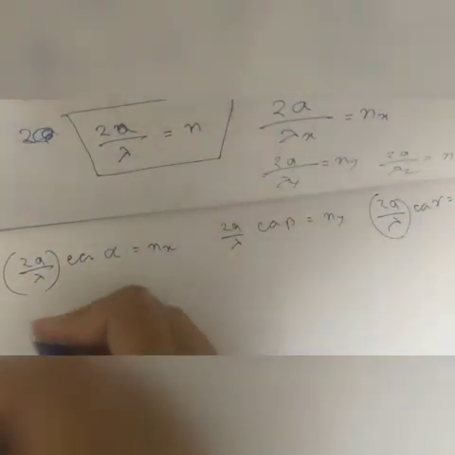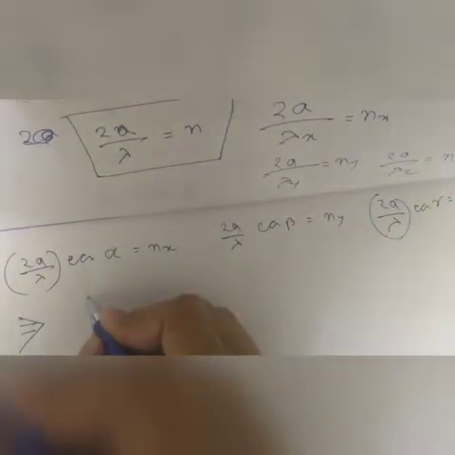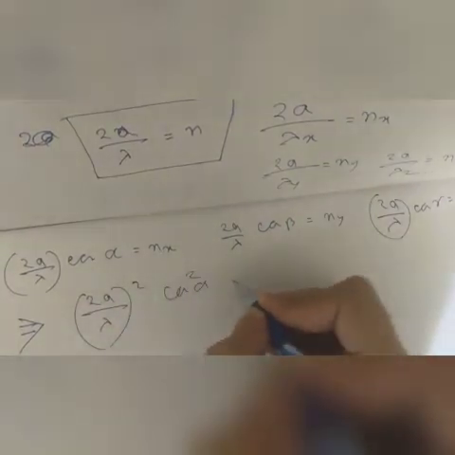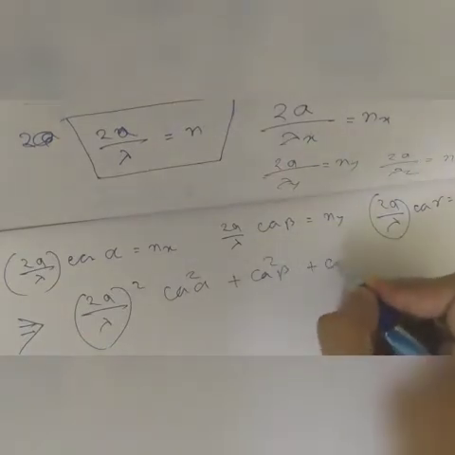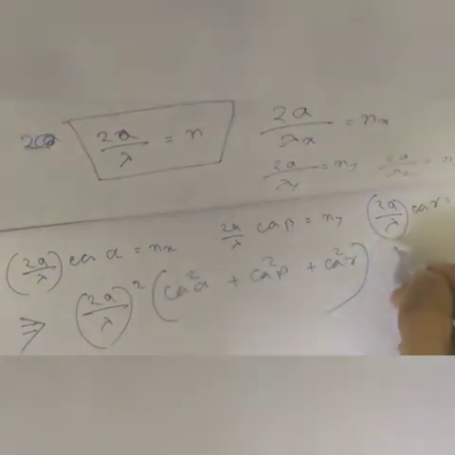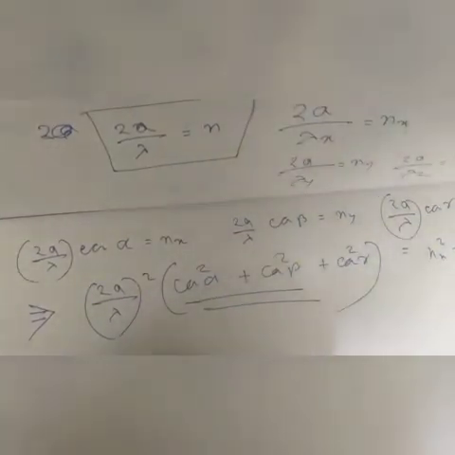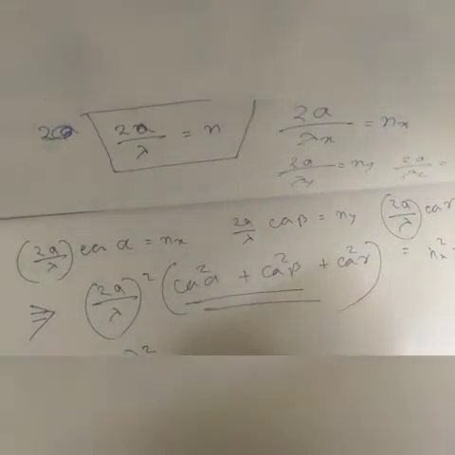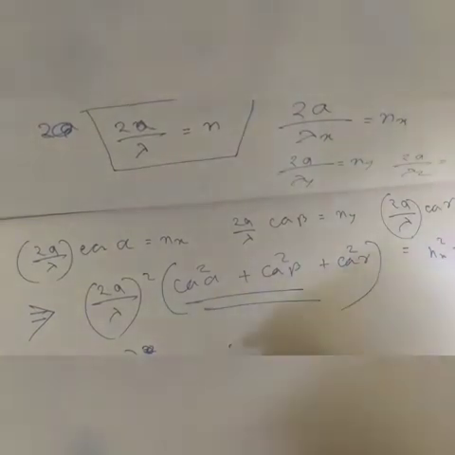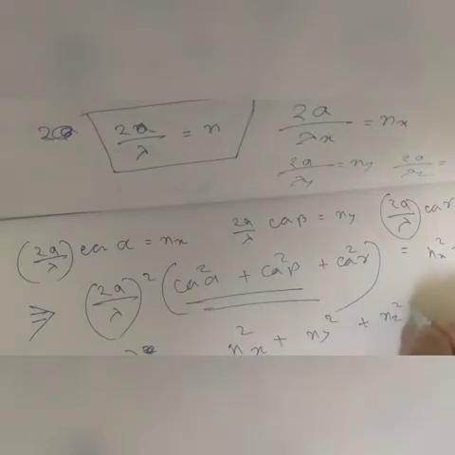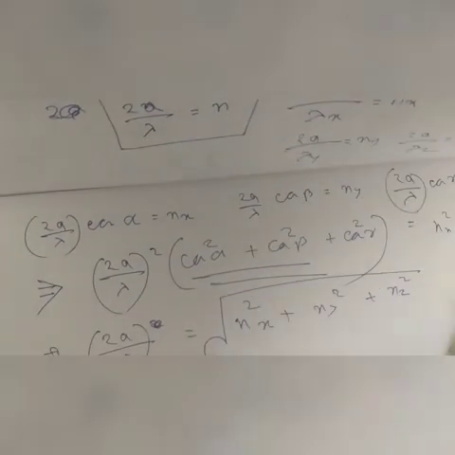So now from here we can derive (2a by lambda) whole square times (cos square alpha plus cos square beta plus cos square gamma) equals nx square plus ny square plus nz square. We know this cosine term equals 1, so 2a by lambda is simply the square root of nx square plus ny square plus nz square.